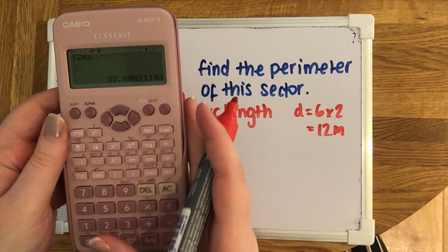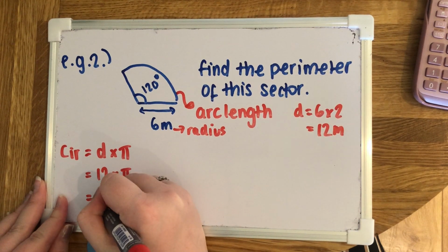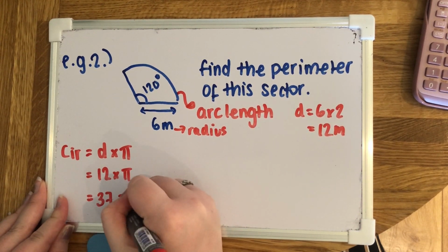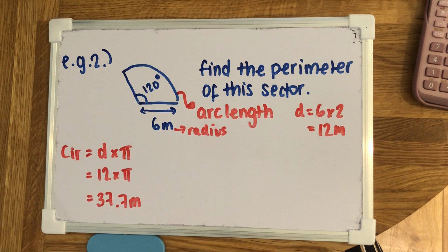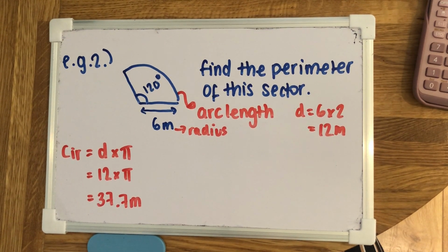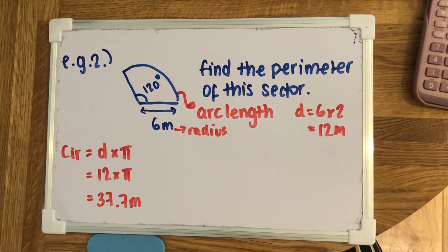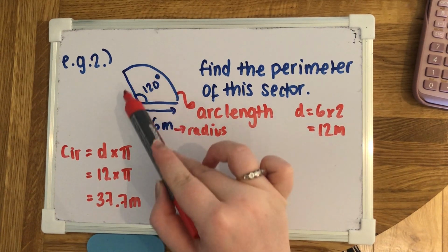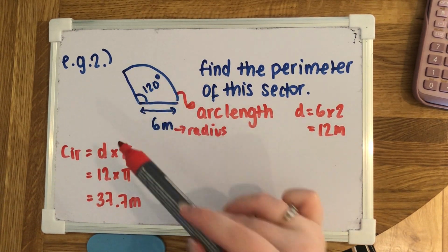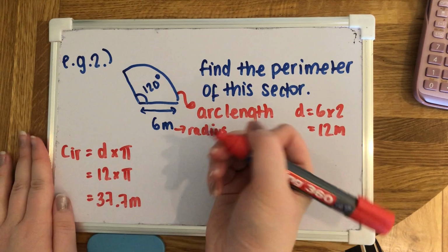Which gives us 37.7 metres. Okay, so that's if it was a whole thing. But the problem is we don't want the whole thing. Again, we only want part of it. So we've got 120 degrees out of a total of 360.